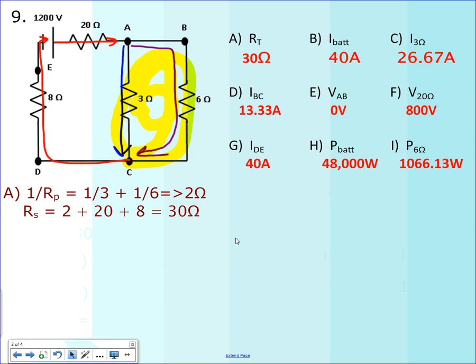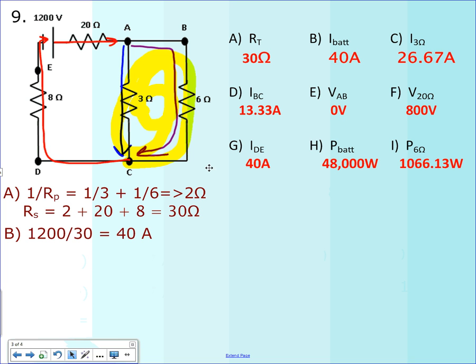Moving on to part B, current through the battery, well, that's the same. We've done that seems like a million times now. So the voltage of the battery, 1,200 divided by the total resistance of the circuit, 30, gives us the current that comes out of the battery.